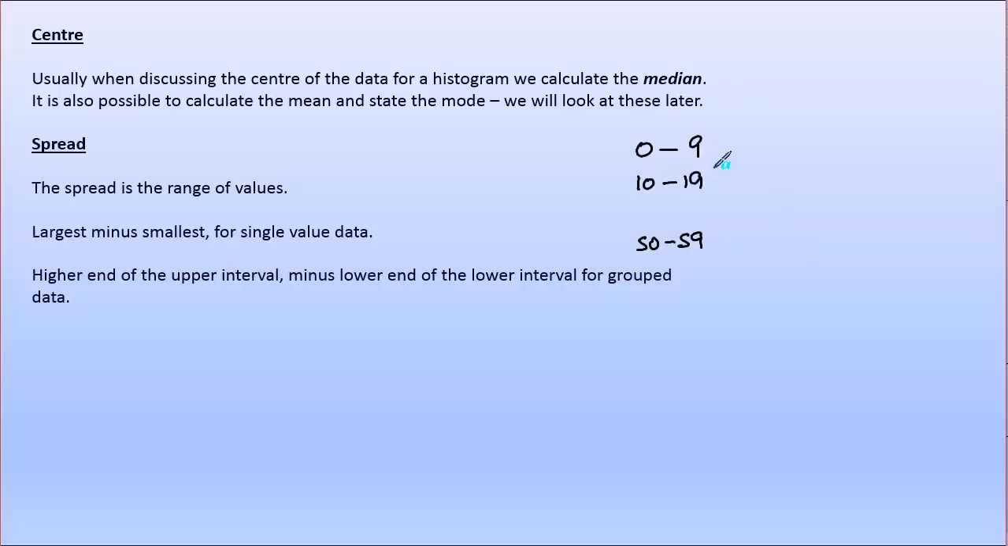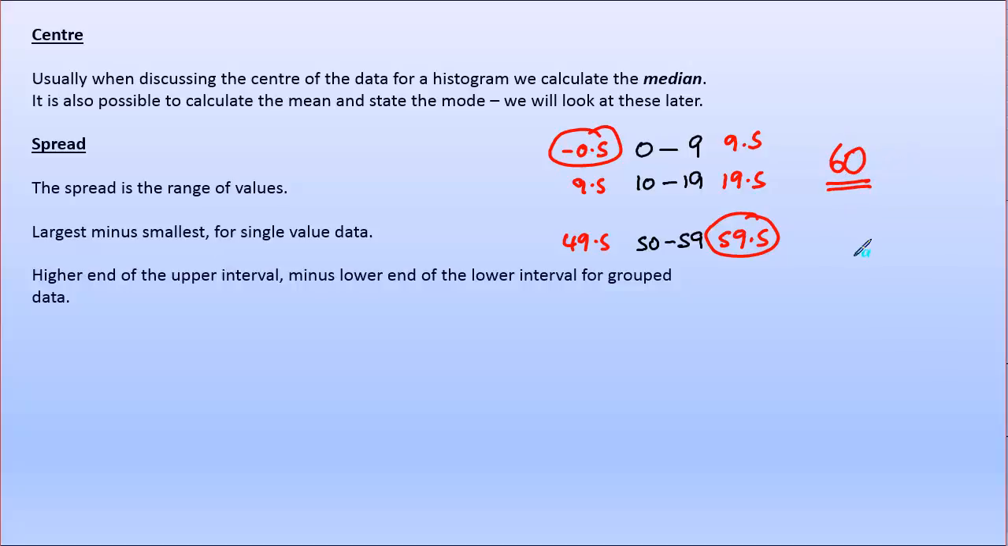Well, first of all, we can't have gaps in a histogram. So actually, what we have is negative 0.5 up to 9.5, and then 9.5 up to 19.5, and this last one would be 49.5 up to 59.5. So if this was our data, then we would do this one, take away this one, and that would give us 60 as an estimate of the range.